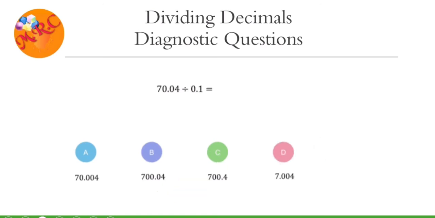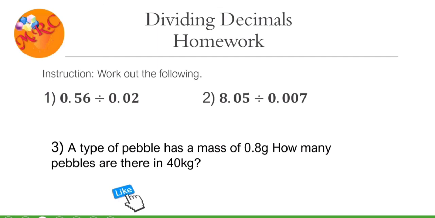And the last one is 70.04 divided by 0.1. 5, 4, 3, 2, and 1. The answer is C, 700.4. Alright, well done to you all.